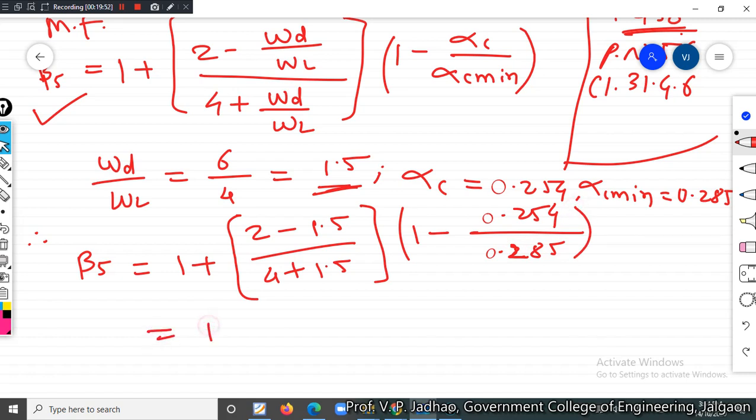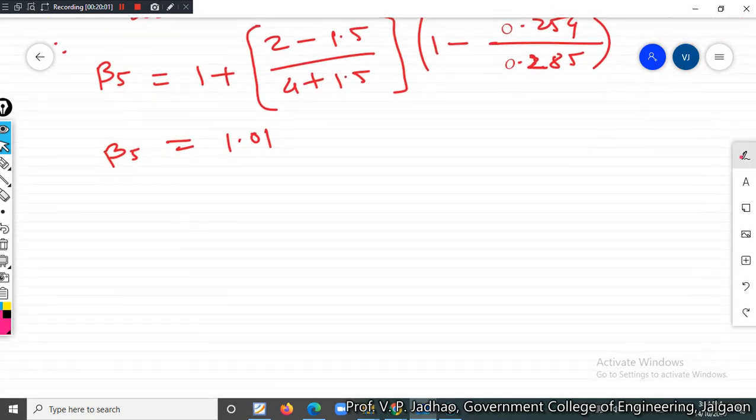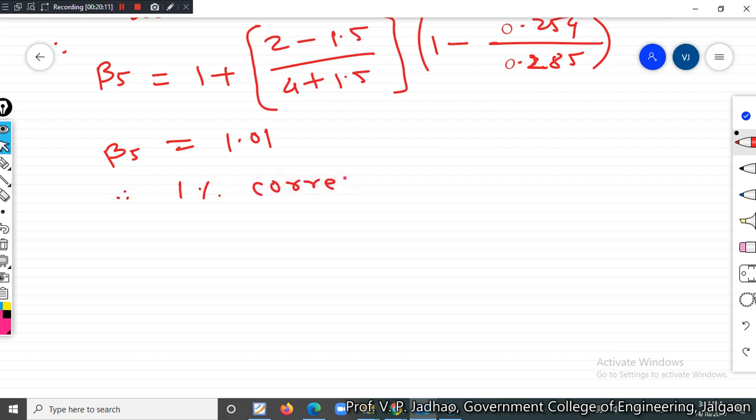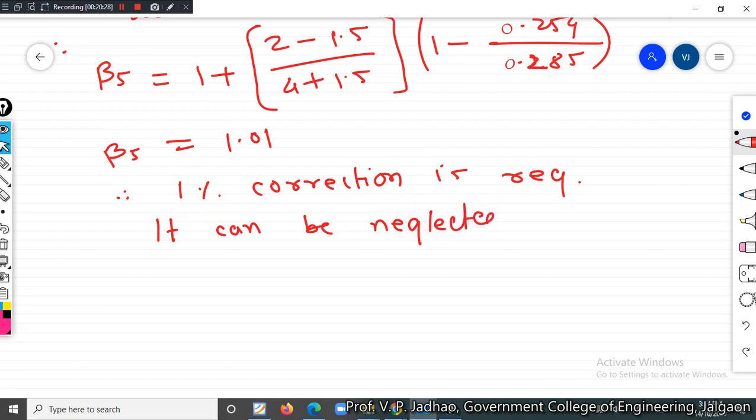So we get beta s, the multiplication factor, equal to 1.01. Therefore only 1% correction is required, and only 1% is very small, therefore it can be neglected.